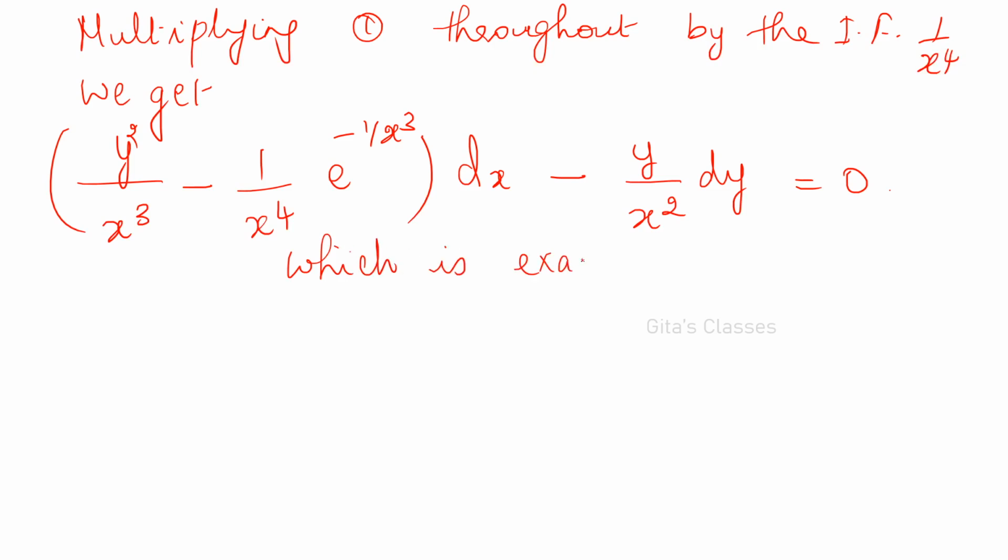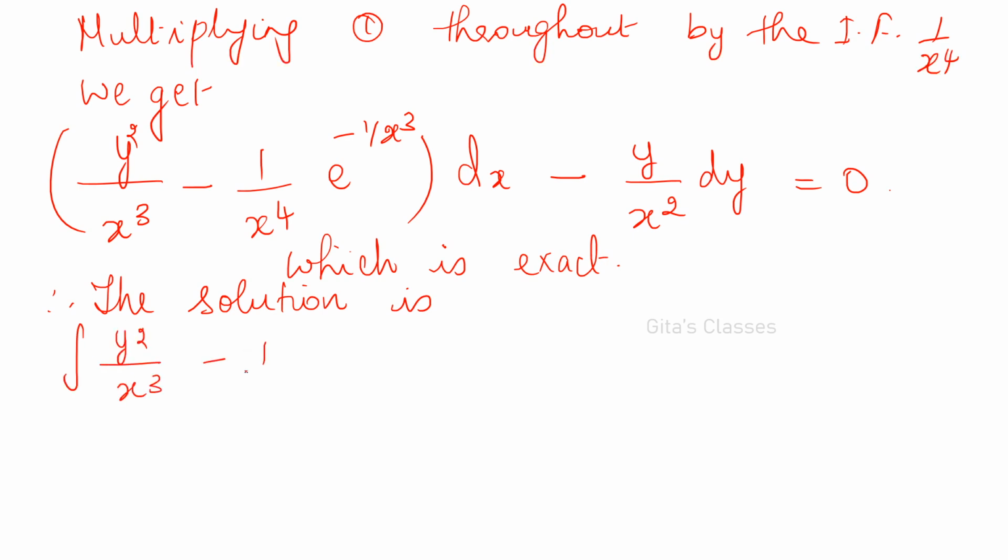In the exam, you can prove depending on the marks, okay? If it is for 5 marks, you need not prove this. If it is for 7 or 8 marks, you can prove this is also exact. Therefore, the solution is integral m dx. Therefore, integral y squared by x cube minus 1 by x power 4 into e power 1 by x cube into dx plus here for n you have x, therefore there is no term, therefore it is equal to c.